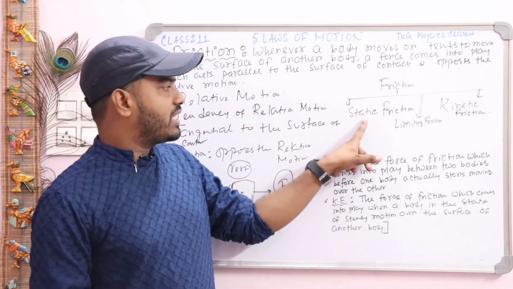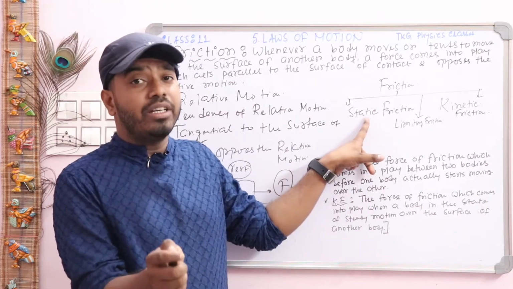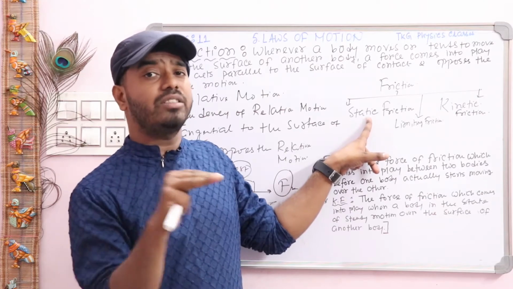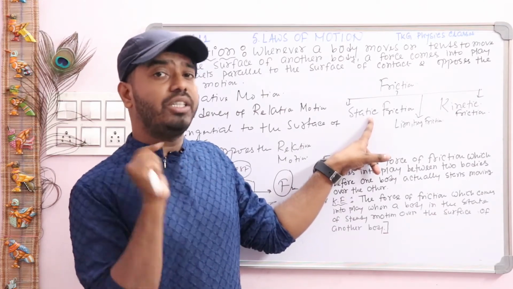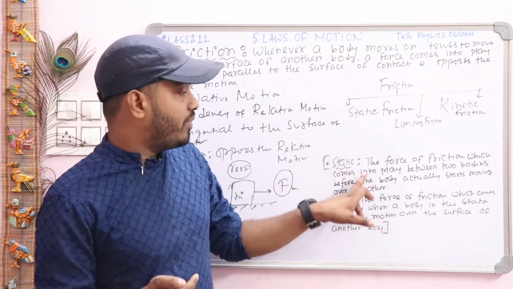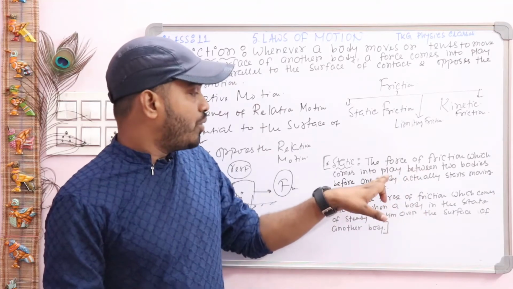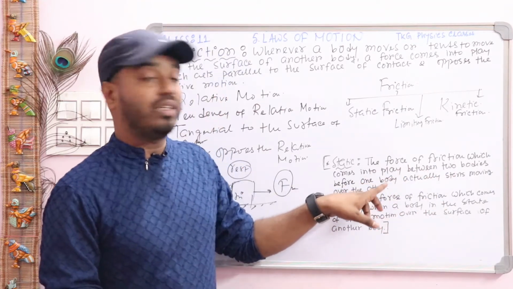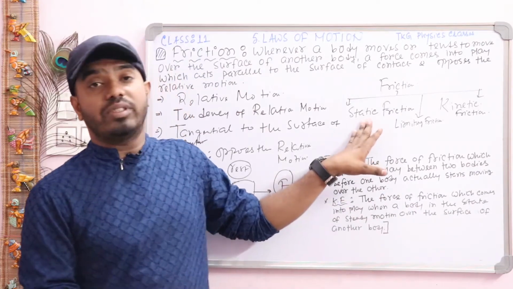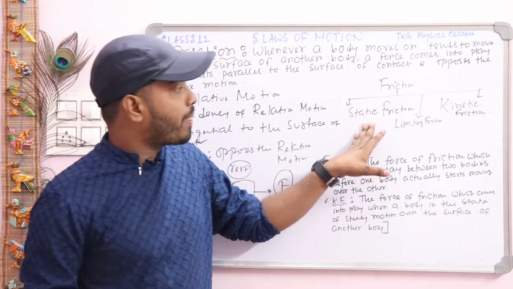You see the name static, that means rest. A body when at rest, it tends to move. The tendency of movement in that condition, the force applied, this is the definition, the force of friction which comes into play between two bodies when one body actually starts moving over the other. In that condition, this force is named as static friction. We will discuss later in detail.